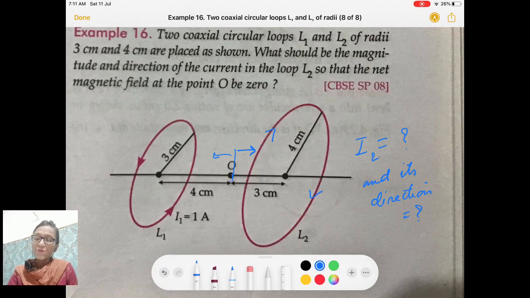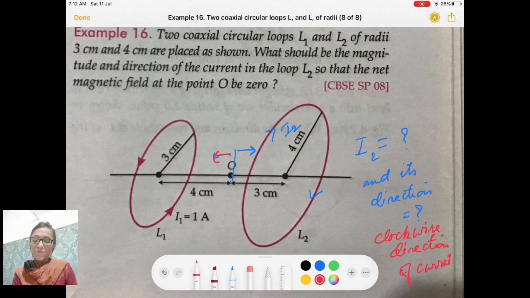Now if you place your curved fingers along the direction of current, suppose this current is I2, then the thumb is pointing along this direction. So what is the direction of current? You can have it from here only. The direction of current is clockwise direction.